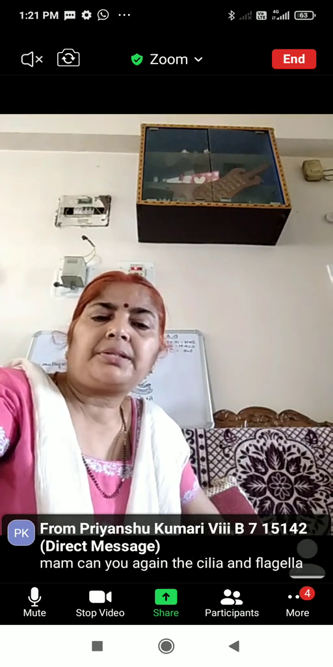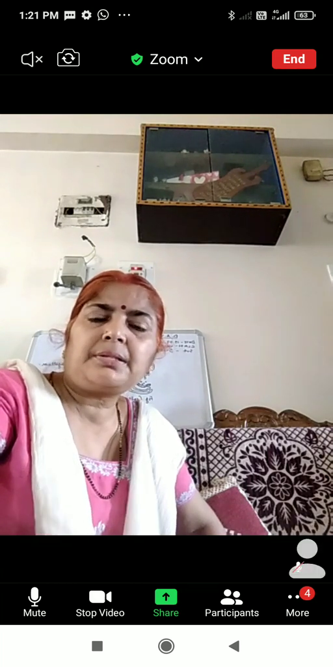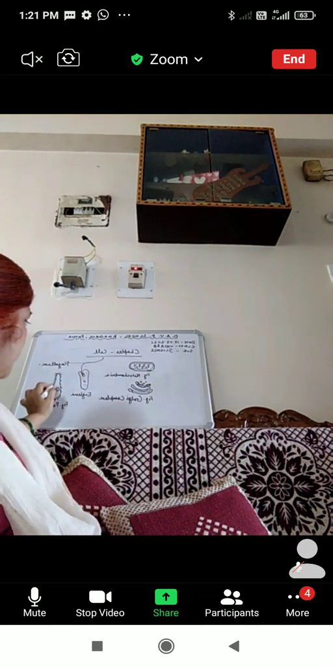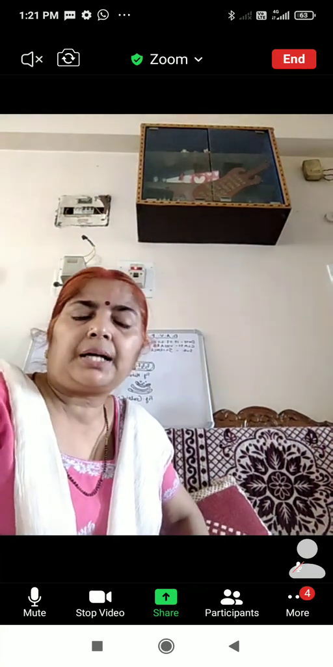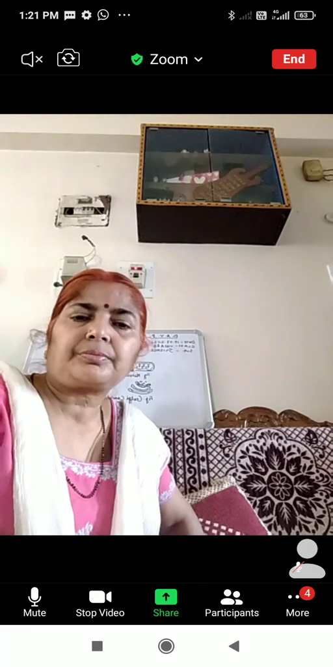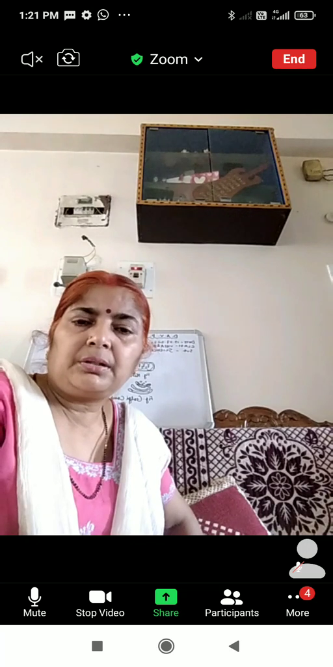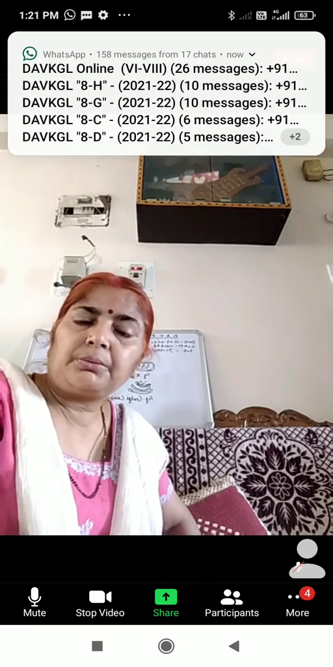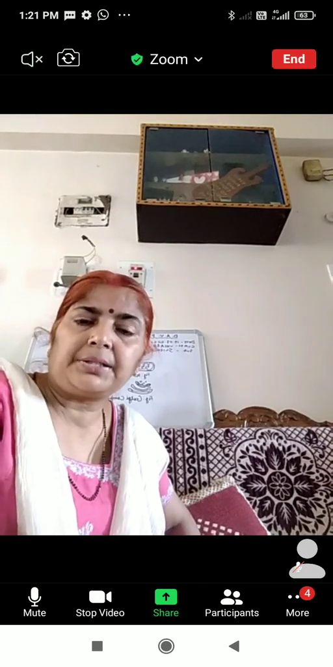Cilia and flagella are extensions of the cell membrane. Extension means आगे बढ़ना. You can see the cilia attached to the cell membrane here, and here also the cilia and flagella. So cilia and flagella are extensions of the cell membrane, and these cell organelles help in locomotion. Animals can move from one place to another place. That is called locomotion. And they move from one place to another with the help of cilia and flagella.